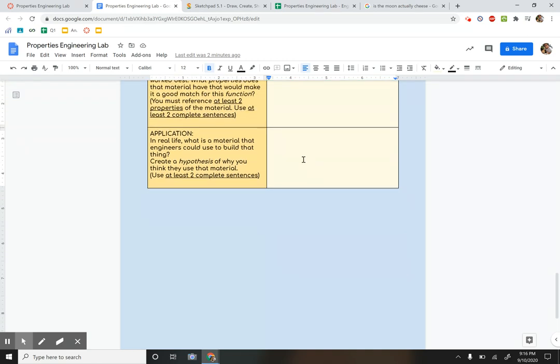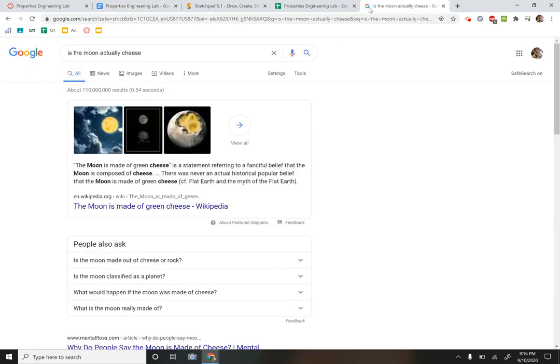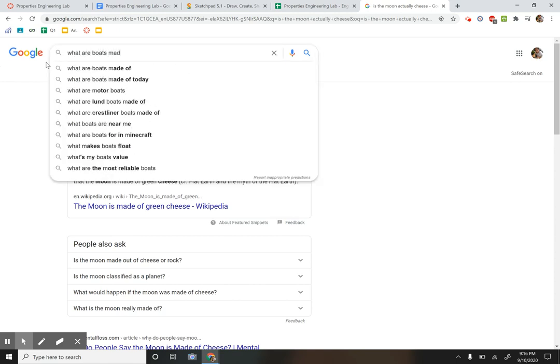And then finally is application. In real life, what is a material that engineers could use to build that thing? Okay. For this, you're going to have to go do a little research. So you're going to go to Google. Oh, sorry, this is something else. And I'm going to say, what are boats made of?